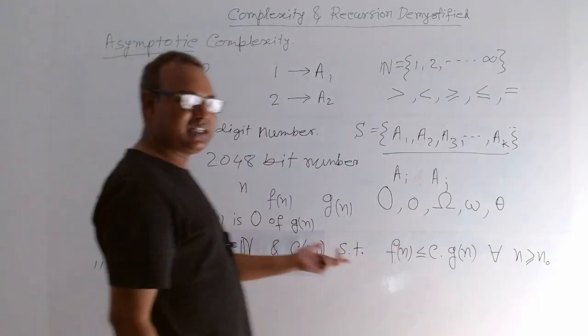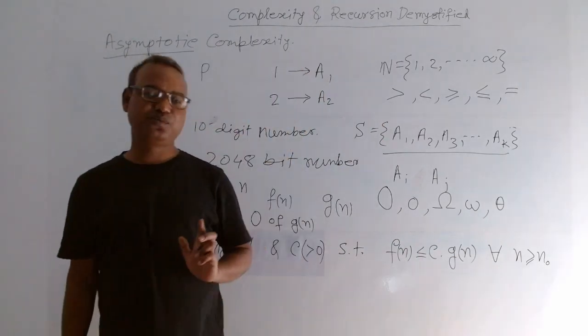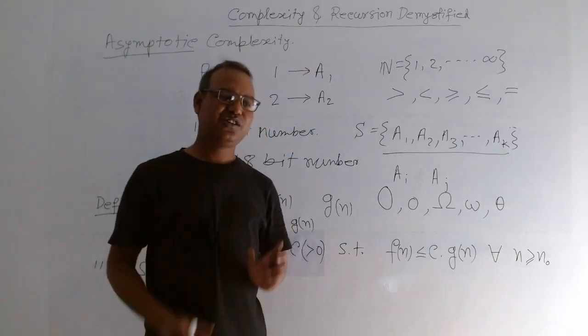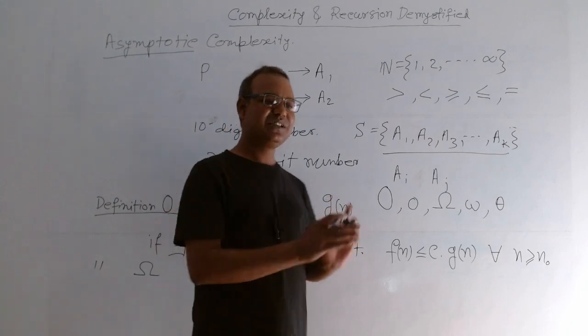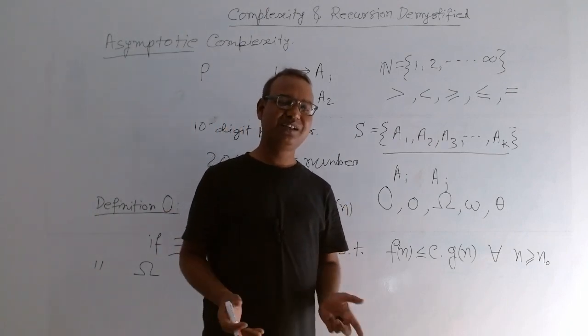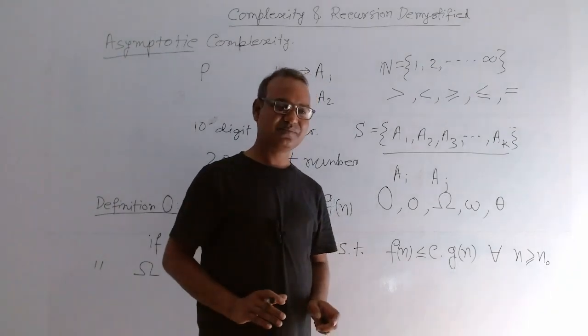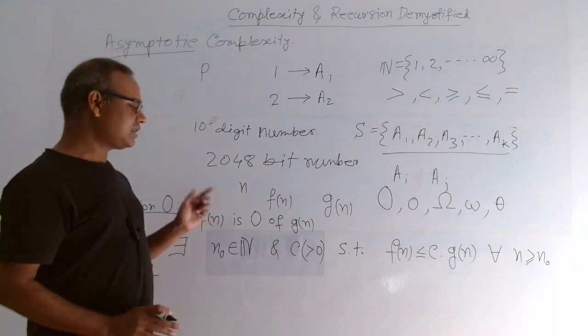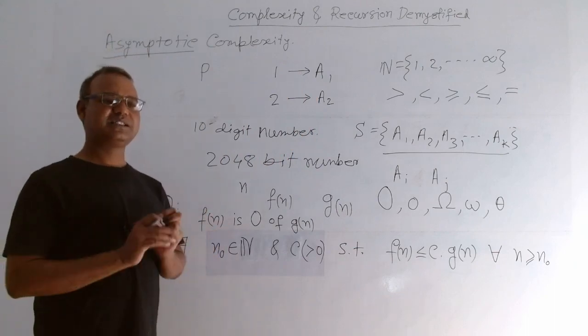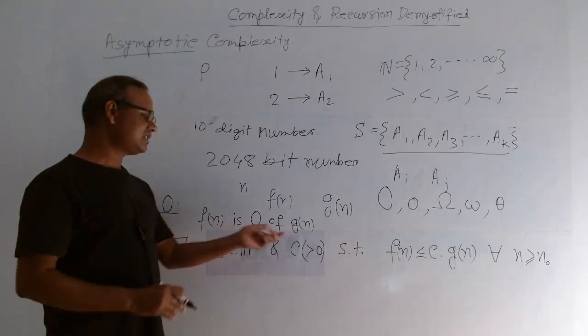Now, what is theta? Theta doesn't have its own definition. If you have to prove theta, then you have to prove that the two functions are big O as well as big omega of each other. If you prove that, then theta holds. So what you have to do? Suppose you are given two functions, let's say f(n) is 5n square plus 2n plus 3, and the second function g(n) is n square.